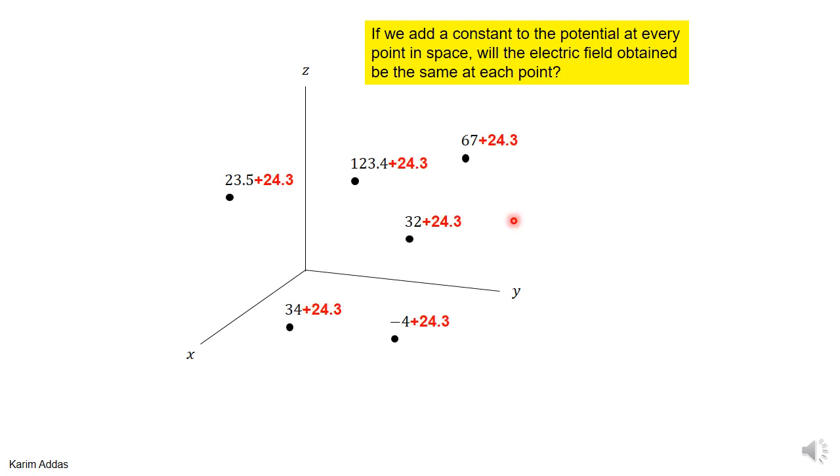If someone else says, no, I don't want to add 5, I want to add 24.3 at every single point in space. So the idea is, if you add a constant, the same number, at every single point in space to the potential, will the electric field you obtain from this new potential field be the same as the electric field from the old one or not?